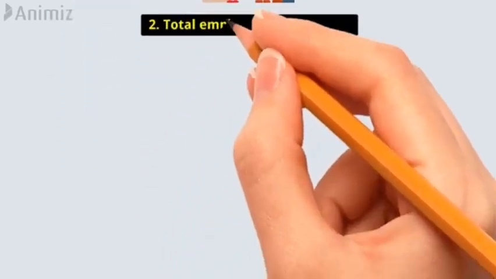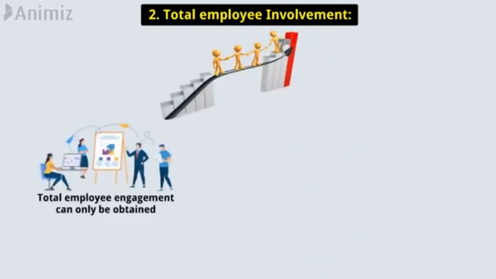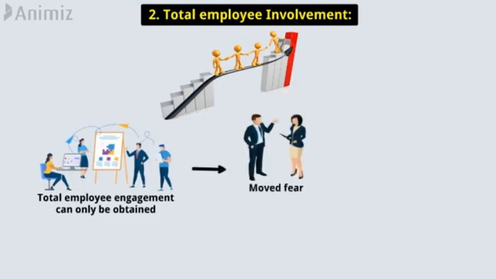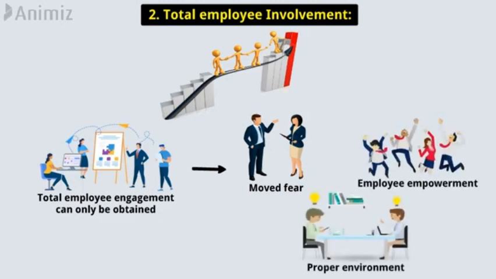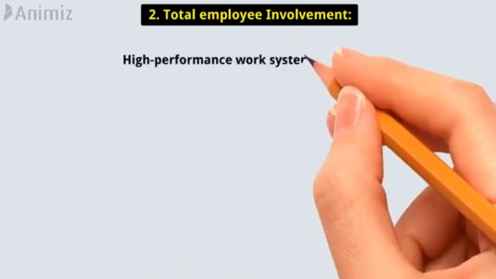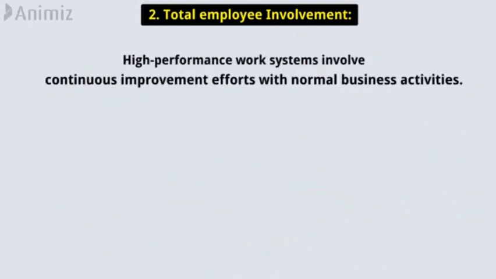2. Total employee involvement. All employees take part in working toward common goals. Total employee engagement can only be obtained after fear has been removed from the organization, when employee empowerment has occurred, and when management has created the proper environment. High-performance work systems involve continuous improvement efforts with normal business activities.